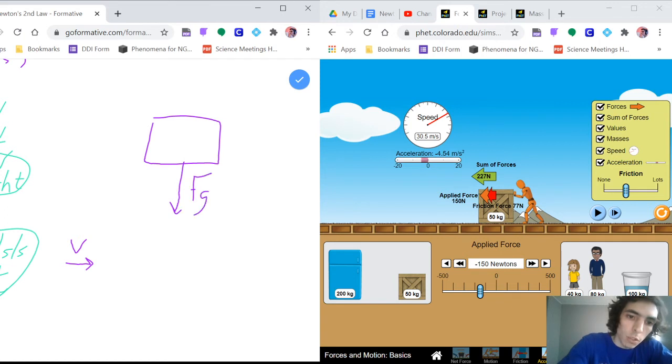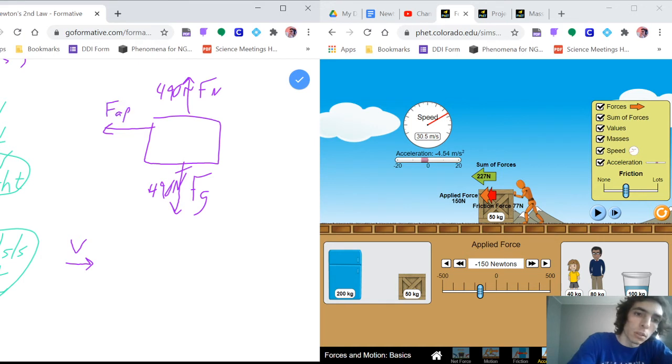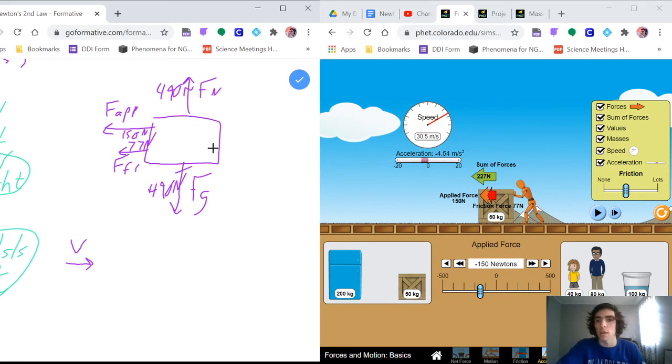We still have our force of gravity, that's 490 newtons. We have a normal force, which is also 490 newtons. And now we have a 150 Newton applied force, and a 77 Newton friction force. And there are no forces pushing this object to the right.